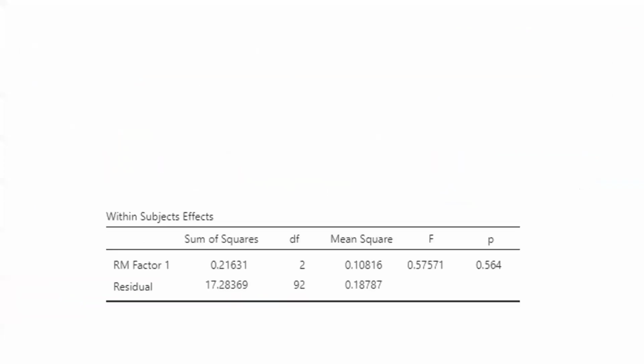And I've pasted it there. This is that same table we were just looking at. But remember, I just want to use the sums of squares for the time variable. It says RM factor 1. It's time for that time variable, right?